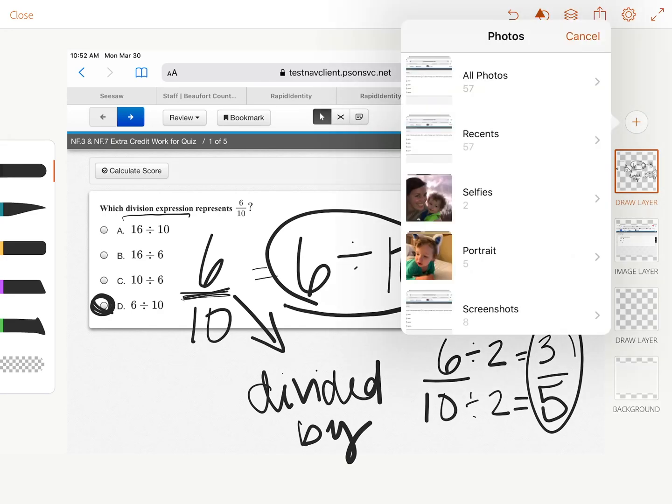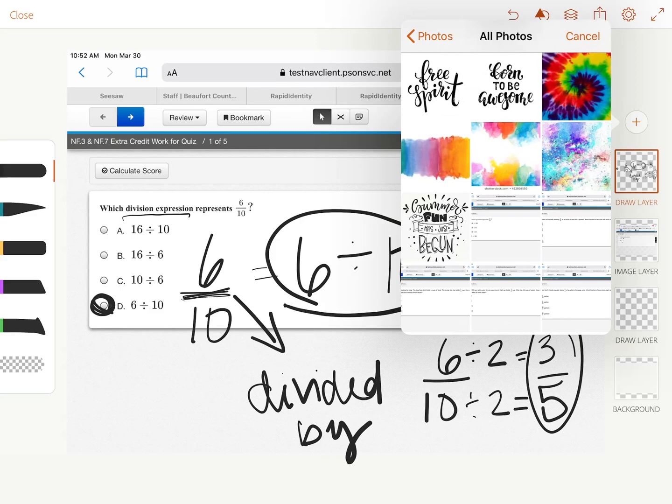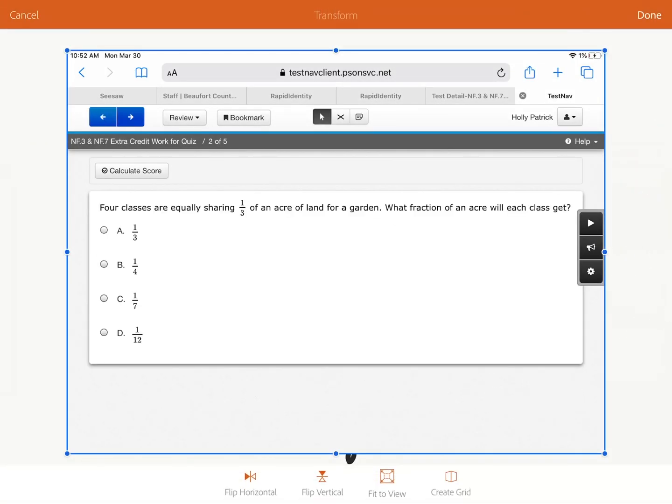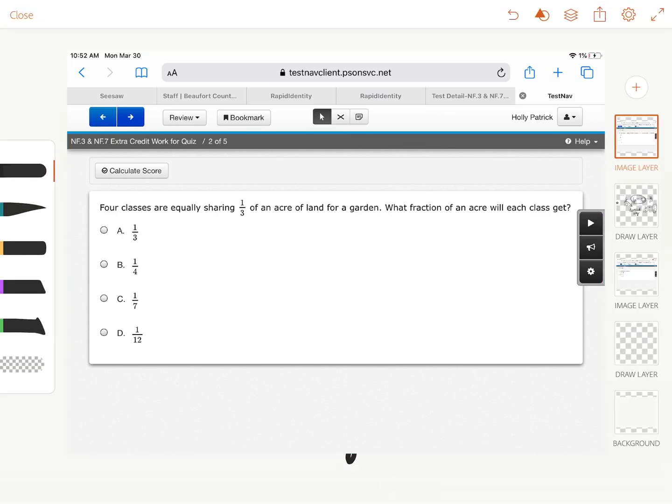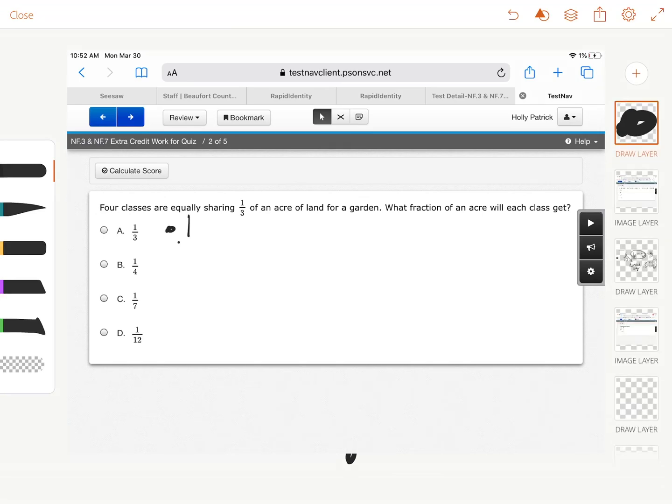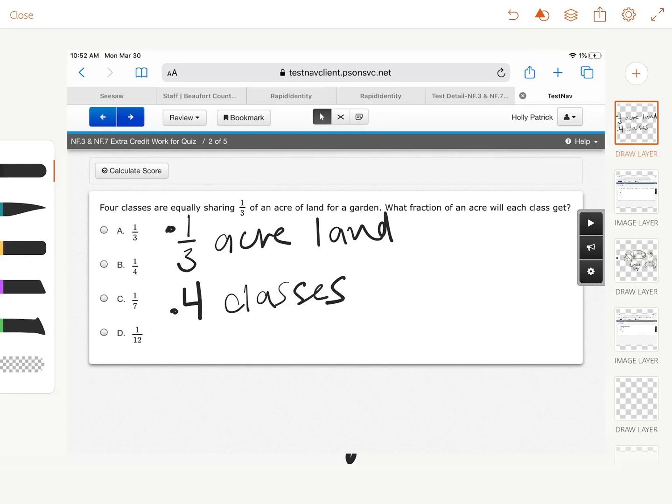All right, let me bring in question number 2. Okay. 4 classes are equally sharing 1/3 of an acre of land for a garden. What fraction of an acre will each class get? Okay, so when I'm looking at this, the first thing I notice is that I have 1/3 acre of land, and I have 4 classes, okay? And from what I can read in this problem is this land is going to be split between 4 classes. Okay, so to me, that means 1/3 divided by 4.